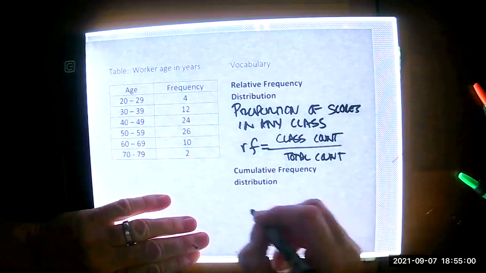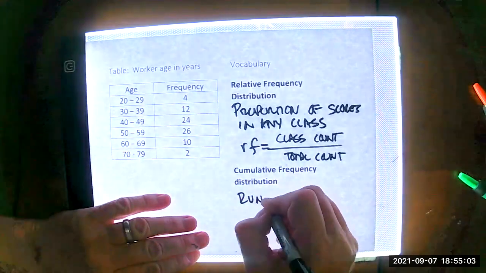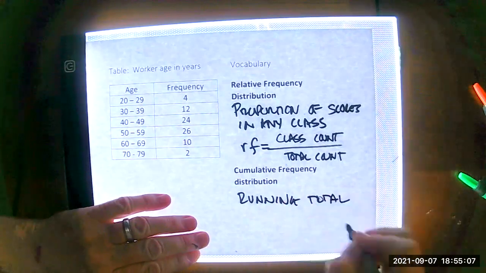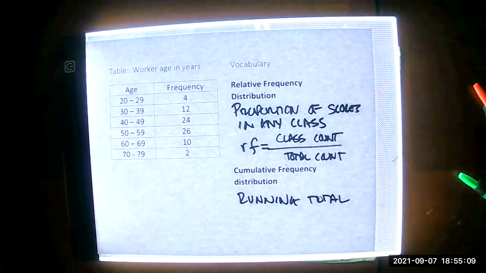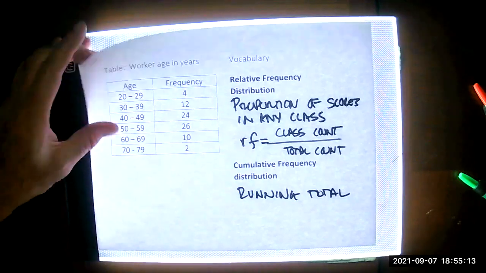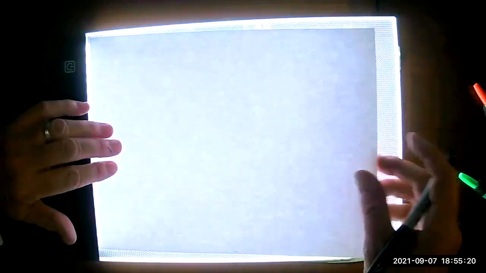The cumulative frequency distribution is what I call a running total. And you'll see how that works also. So let me go ahead and run through this. I'm going to redraw my distribution. I probably should have had a little copy ready to go, but that's okay.